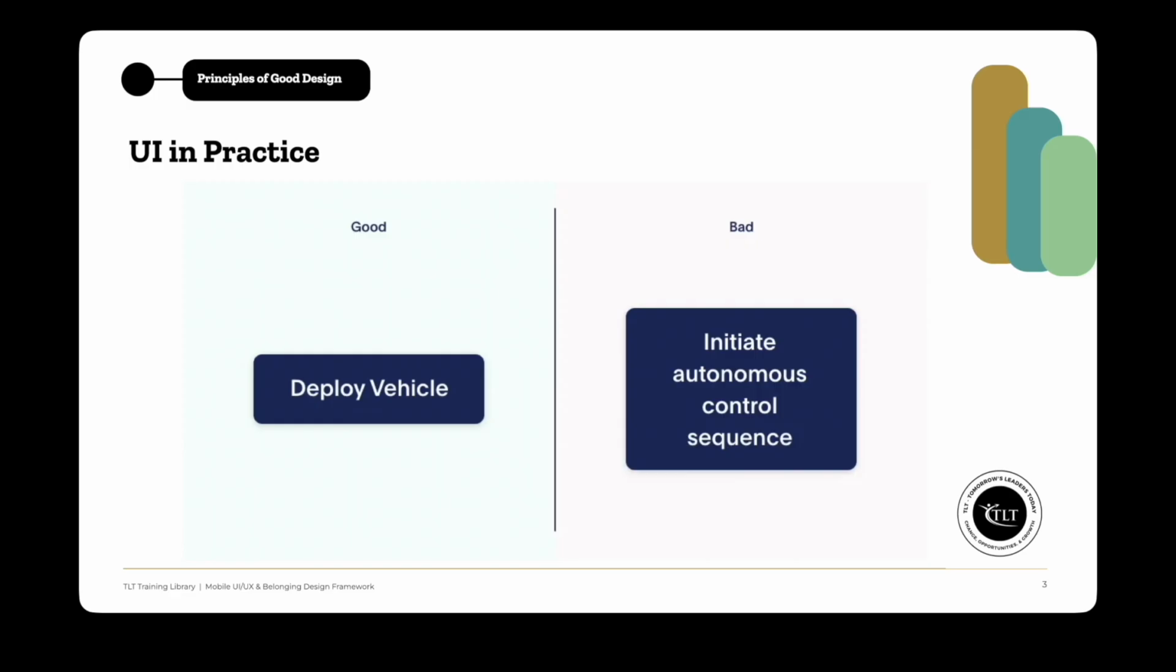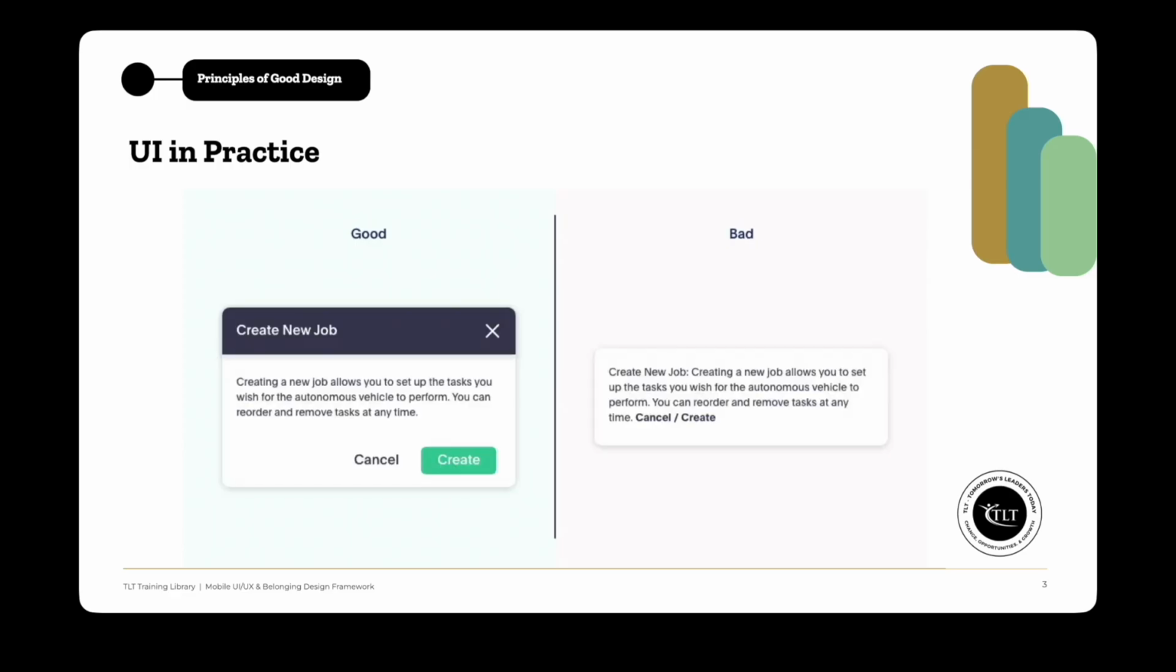On the right, you'll see an example of bad UI. It has too many options and doesn't really convey what the meaning of the button is to the user. On the left, we see an example of good UI. It's clear, concise, and it conveys that it's a button meant to do an action.